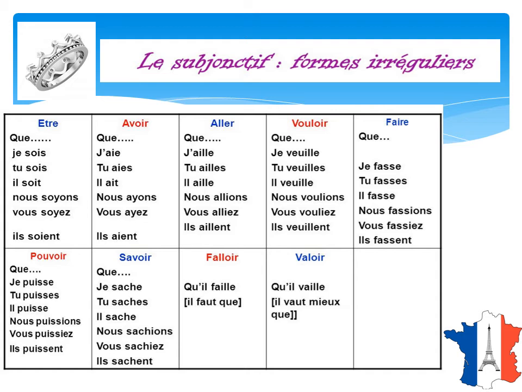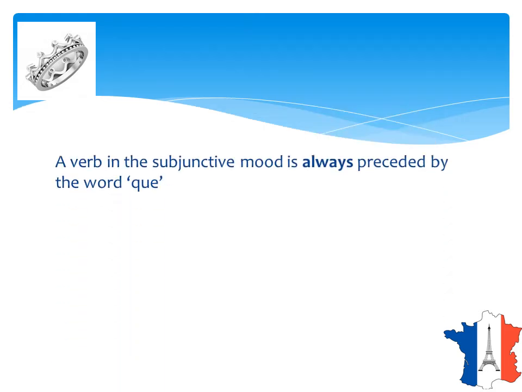Pouvoir is que je puisse, que tu puisses, qu'il puisse, qu'elle puisse, que nous puissions, que vous puissiez, qu'ils puissent, qu'elles puissent. Savoir is que je sache, que tu saches, qu'il sache, qu'elle sache, que nous sachions, que vous sachiez, qu'ils sachent, qu'elles sachent. And falloir, which means to be necessary, qu'il faille, and valoir, to be worthy of, will be qu'il vaille. So these are the irregular verbs in subjunctive.